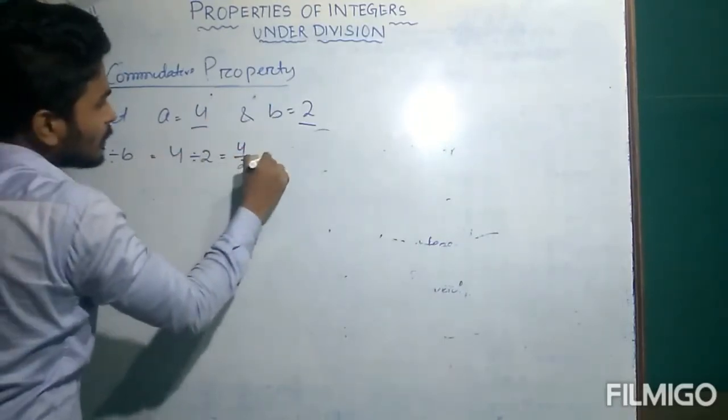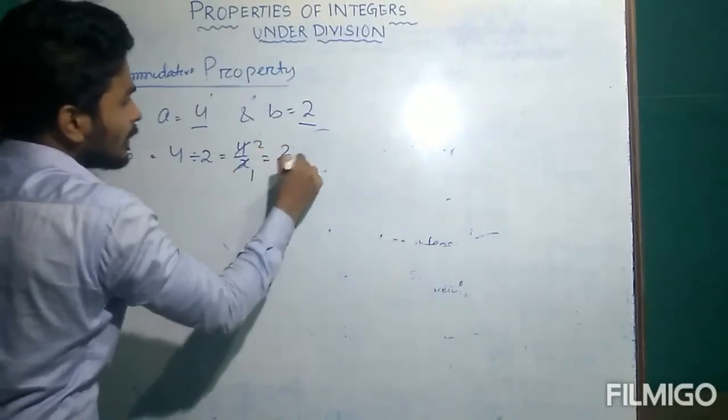It means 4 divided by 2. After cancellation it gives 2 by 1, that is 2.